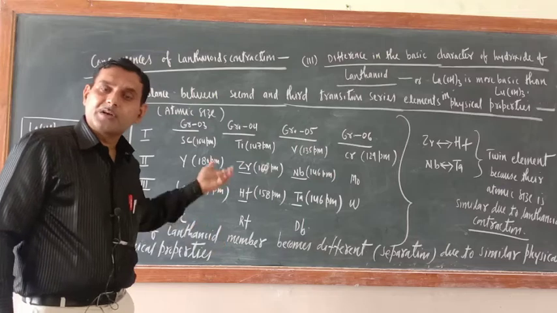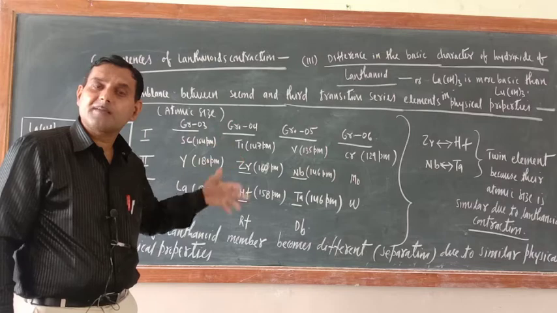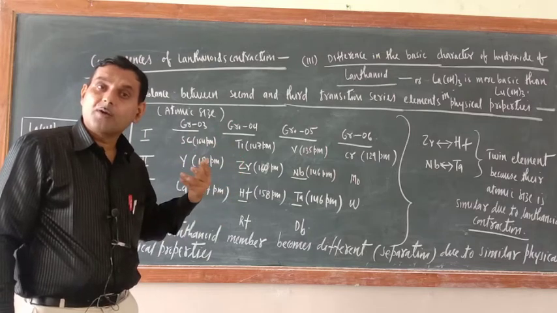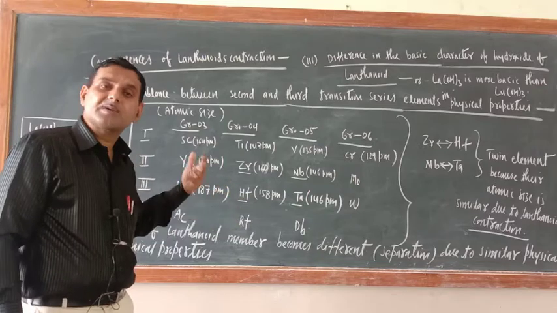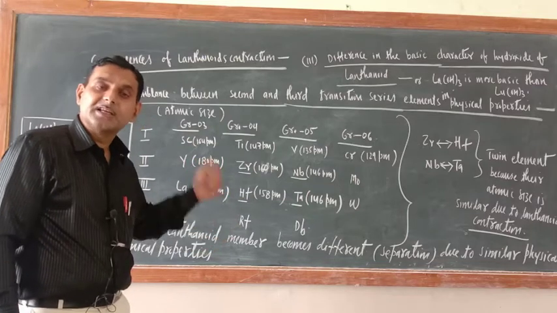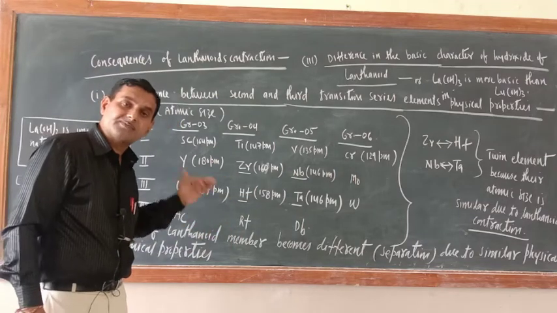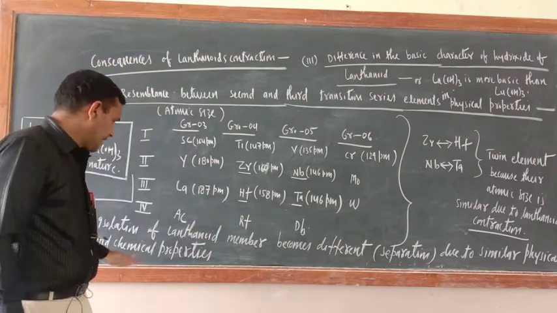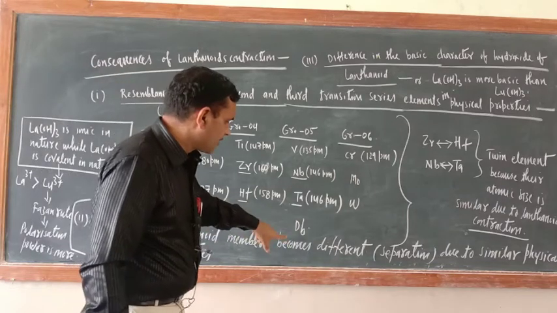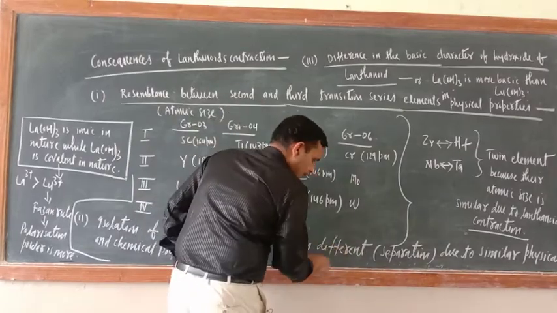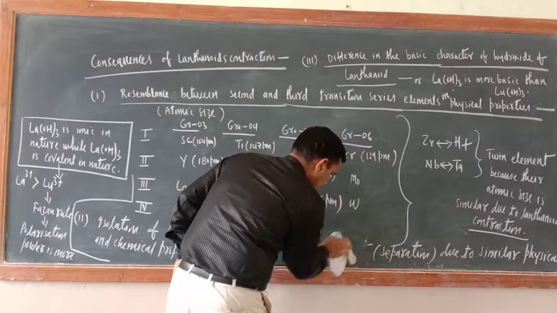Here, because of lanthanide contraction, their physical and chemical properties almost become similar. So now on what basis will you separate? Because their physical and chemical properties become similar due to lanthanide contraction, the separation of lanthanide members is very difficult. Isolation of lanthanide members becomes difficult. Here just write difficult.